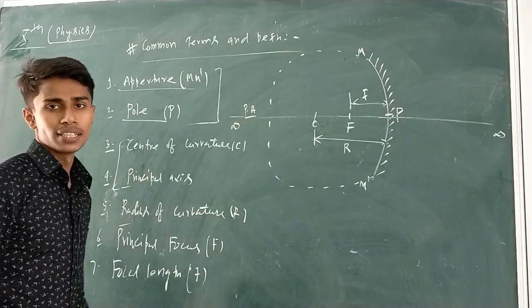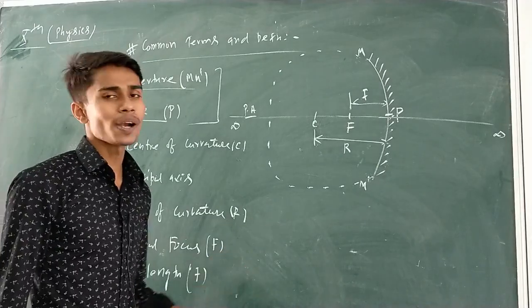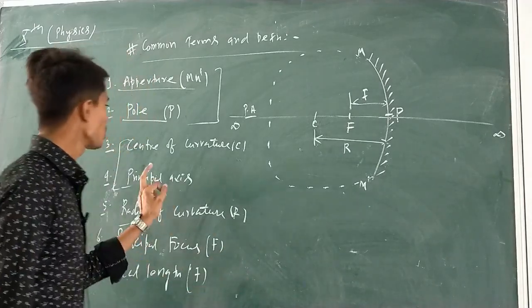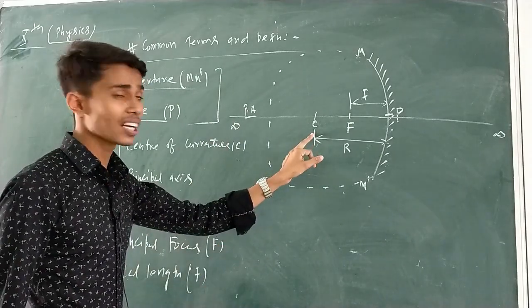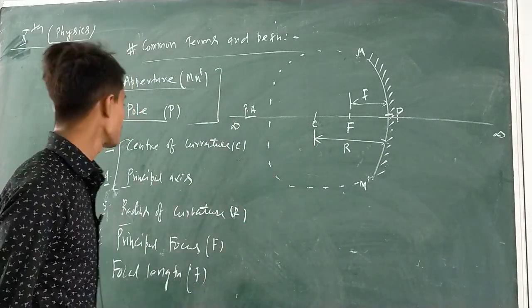How could you define pole of the mirror? The center of the mirror is called pole, or the midpoint of the aperture lying on the mirror is called pole. How could you define center of curvature? It is the center of the sphere of which the mirror is a part. Mirror जिस sphere का part है, उस sphere के center को हम center of curvature बोलेंगे.